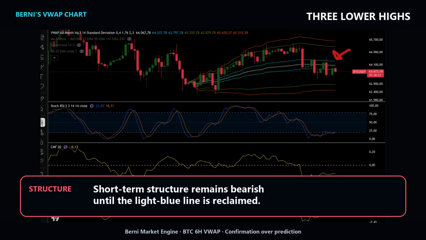The user's chart shows 3 consecutive lower highs. On the 6-hour timeframe, that is a short-term bearish structure. Price is also trading below the light blue VWAP line. While that remains true, the preferred reading is sideways to bearish. One green move alone is not enough to invalidate the lower high sequence.